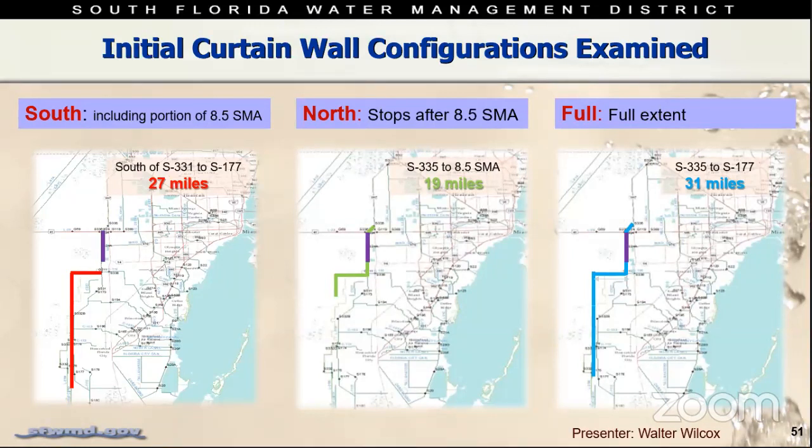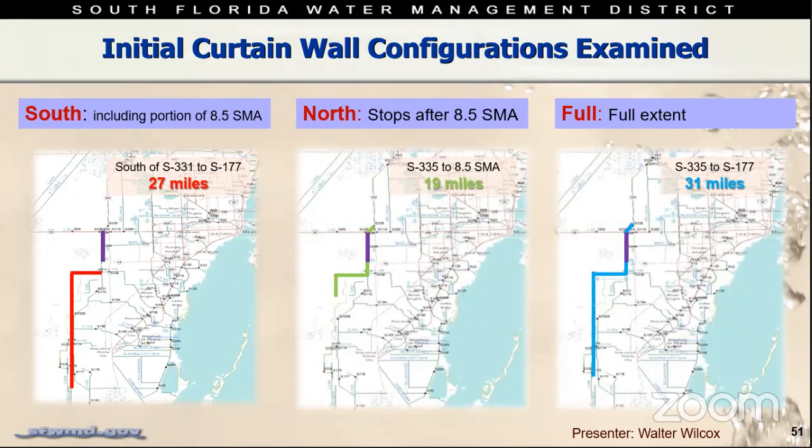So we're looking at three different configurations. The first is a south wall, where the existing rock mining wall, which is the purple on these graphics, is already in place. In the south wall configuration, we start at the northern end of the 1.5 square mile area, move out and around it, and then continue down the C-111 perimeter all the way down to S-177. In the north configuration, we go the other direction. Instead of continuing the curtain wall south along the C-111, we start in the 8.5 square mile area and move north to connect to the existing wall along the L-31N.